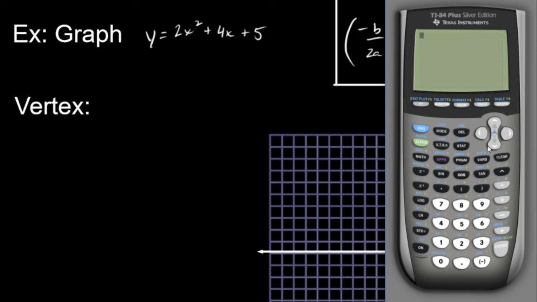I'm going to put my pen down. So first thing you want to do is press y equals, and clear anything out that you've got in here. Then you want to put this into your function, or into your y1. So here's y equals, and you want 2, can you press x? No, that does not work. 2x squared plus 4x plus 5.